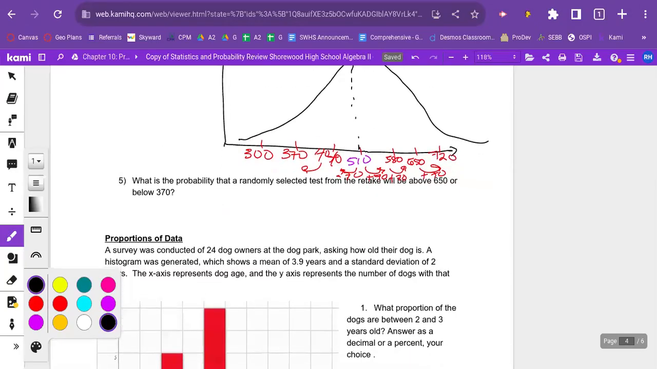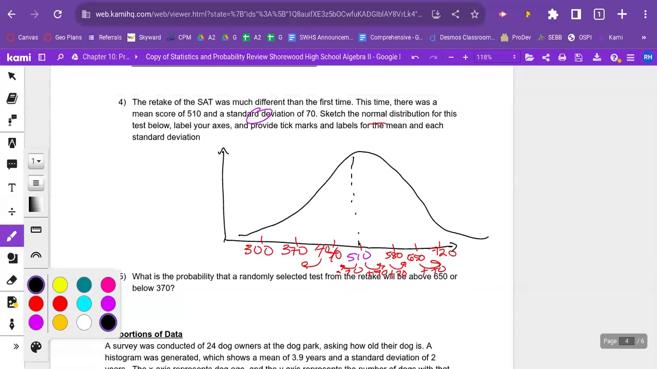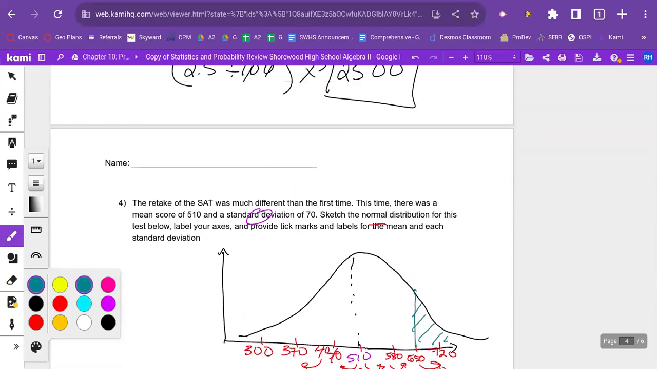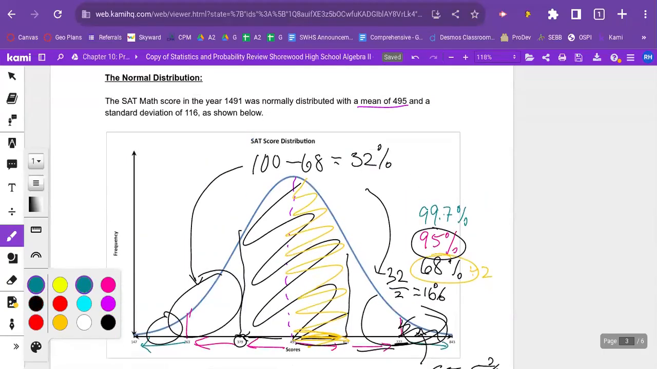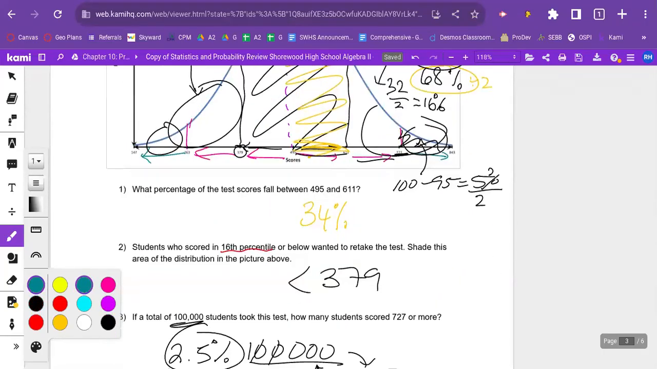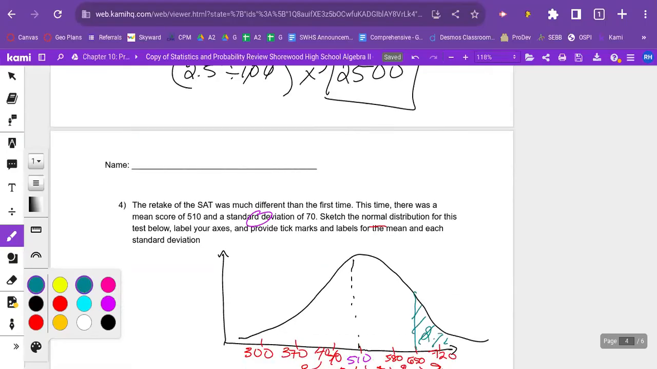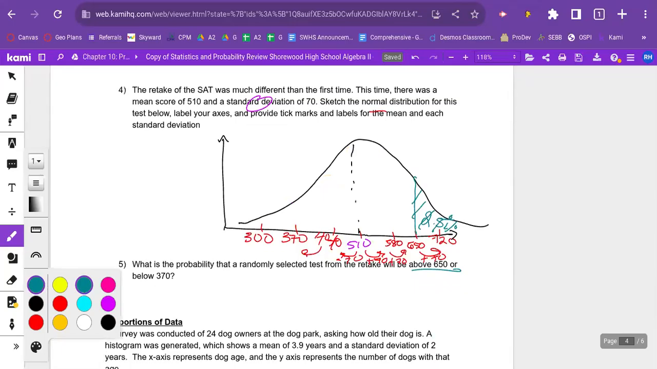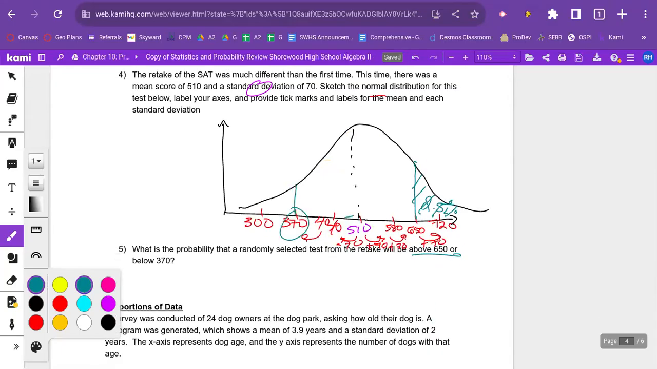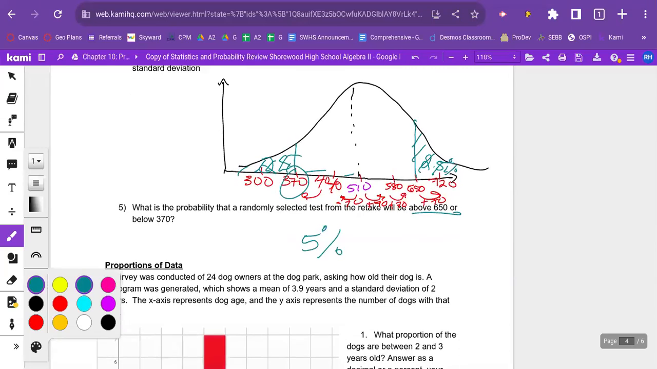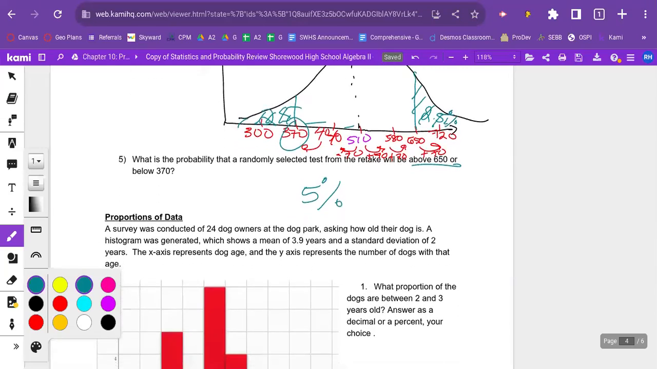What is the probability that a randomly selected test from the retake will be above 650 or below 370? So above, let's do a different color. Above 650 would be 2 standard deviations away. So I knew that back in the previous problems, 2 standard deviations away is 95. So that means that this is 2.5%. And then below 370, same thing. So that's 2 standard deviations away. So that means that this is also 2.5. So that means that we are looking at 5% of the probability. I'm going to come back in a separate video and do this second part.